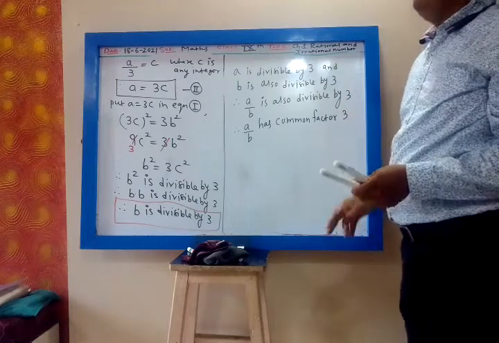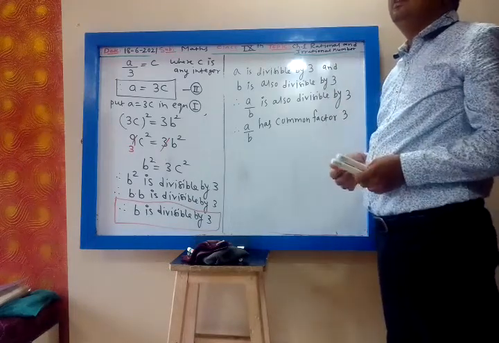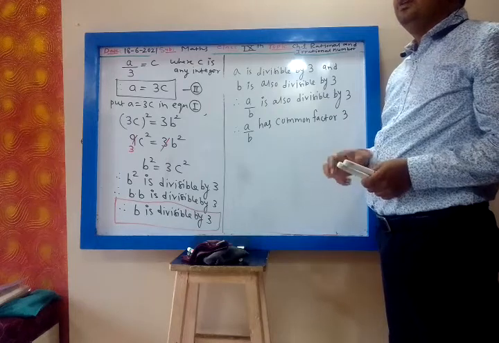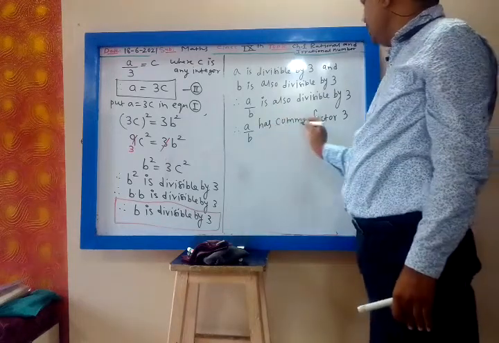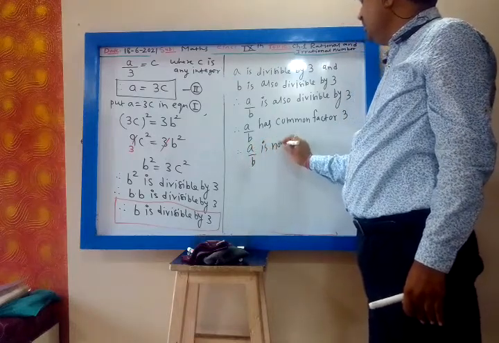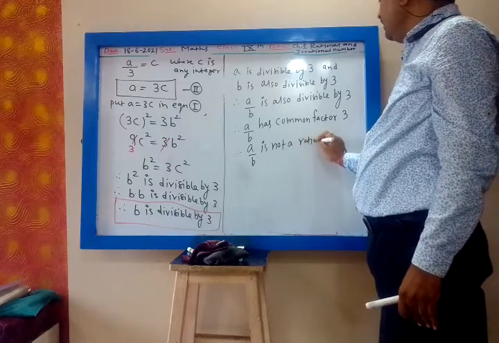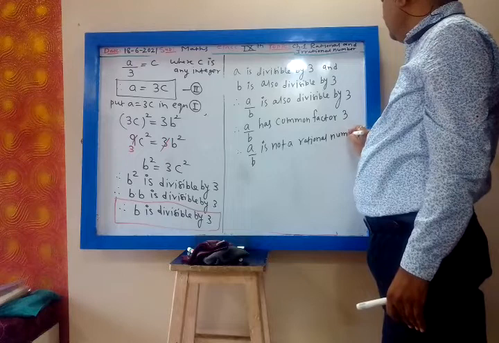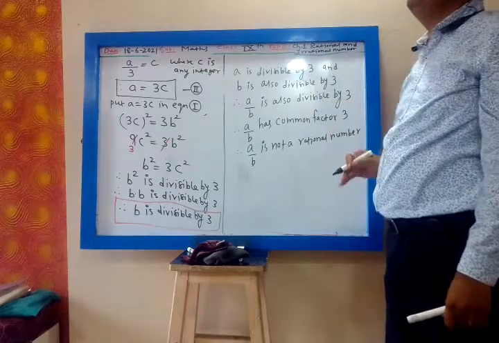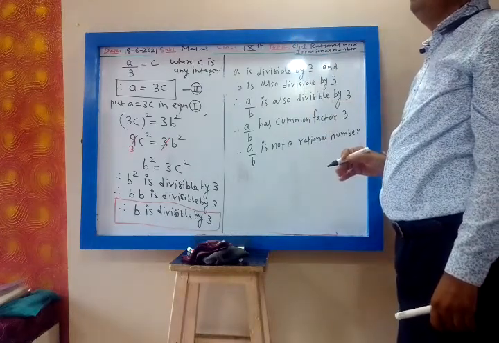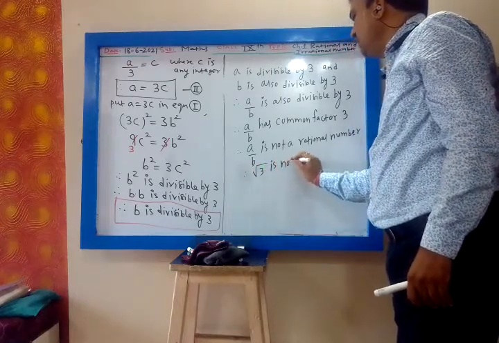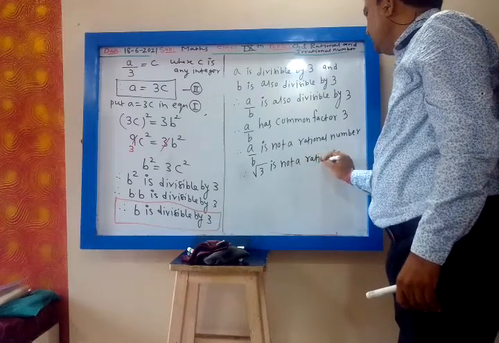Correct? So if a upon b has common factor 3, then can you say that a upon b is a rational number? No. So a upon b has common factor 3. That means a upon b is not a rational number. But what is a upon b? Root 3. What we have assumed in the beginning is a upon b is equal to root 3, no? That means root 3 is not a rational number.